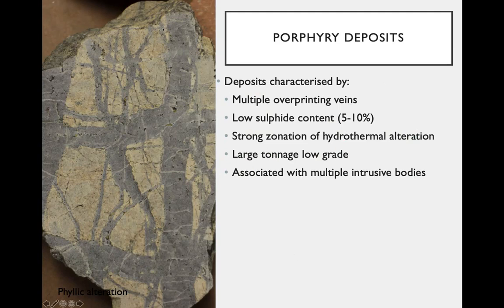So the deposits are characterized by multiple overprinting veins because we have substantial overpressure. They have low sulfide content. We have this balancing game of the oxidation potential contributing to copper or moly partitioning. They are generally large tonnage, but low grade. So Cadia is a classic example, fairly low grade, but a very big deposit for gold.